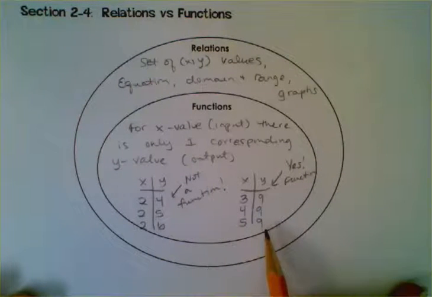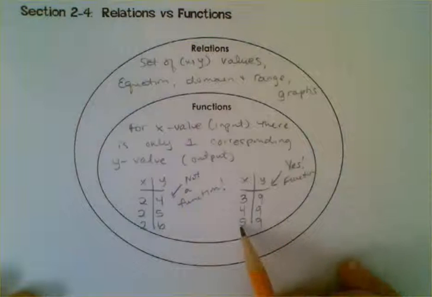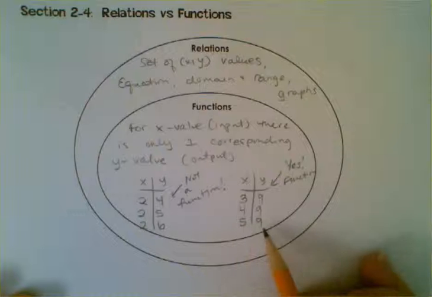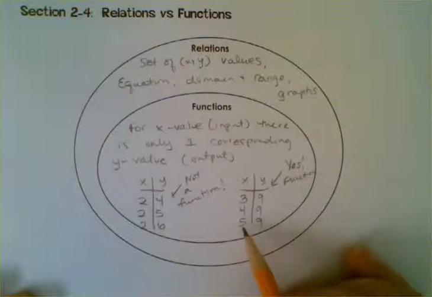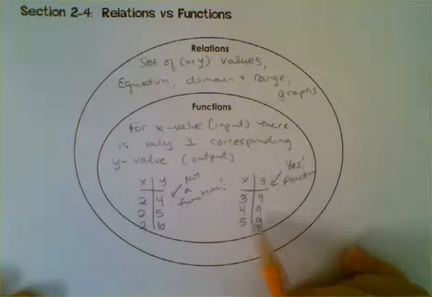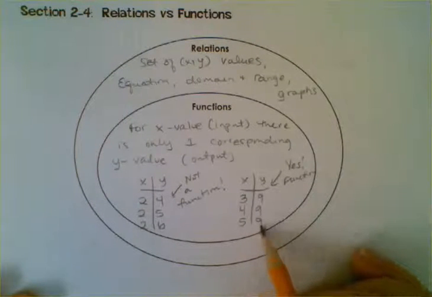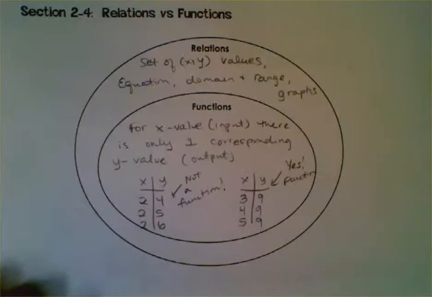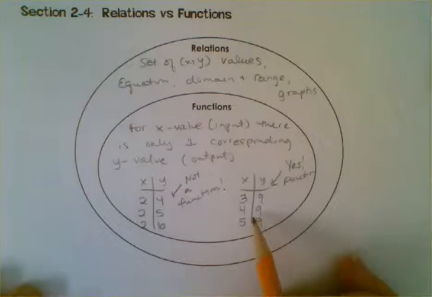And 5 is matched with 9. It's okay, as long as I'm not changing what I get out when I put in the 5. So I can't say put in a 5, get out a 9, put in a 5 again, get out an 8. Always has to have only one corresponding value. So that's what it might look like as a table.